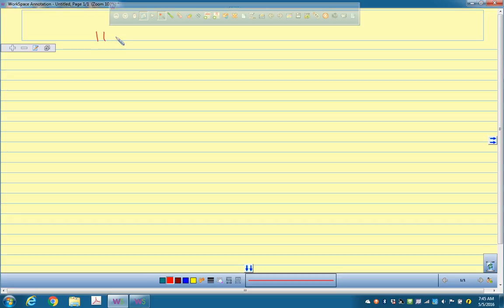This is section 11-1. I'll change colors because we don't like to write in red.